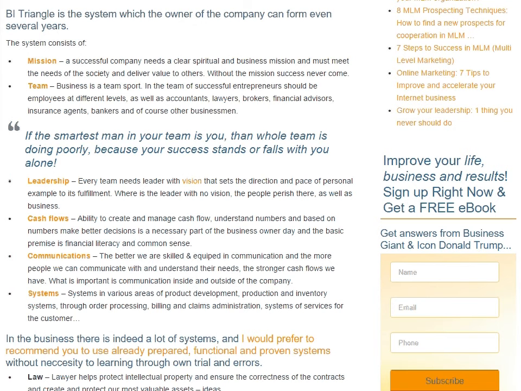Team. Business is a team sport. In the team of successful entrepreneurs there should be employees at different levels, as well as accountants, lawyers, brokers, financial advisors, insurance agents, bankers, and of course other businessmen.